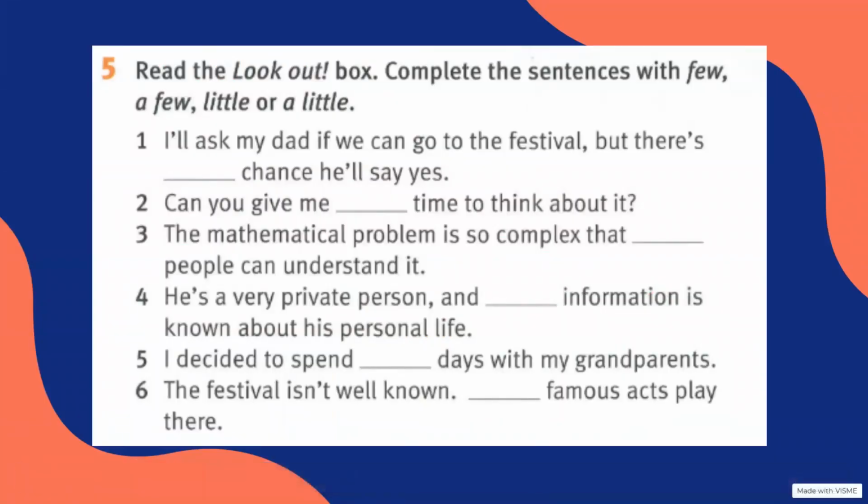And finally, once we have read the lookout box and once I have explained this phenomenon to you, we can complete task 5. We need to complete these sentences with few, a few, little, or a little. So again, take a few moments to pause the video and solve exercise number 5, and then we will go through it together.